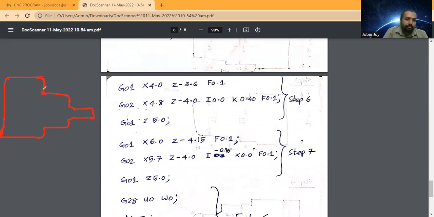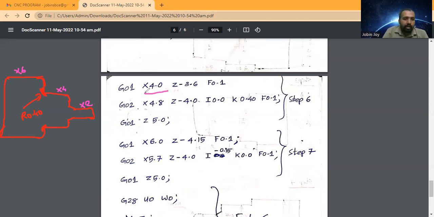Okay, so here there is an arc, and this radius is r 0.40. What about this diameter? So this is x2, this diameter is 4, this is x4, this diameter is 6. So this line represents x6.